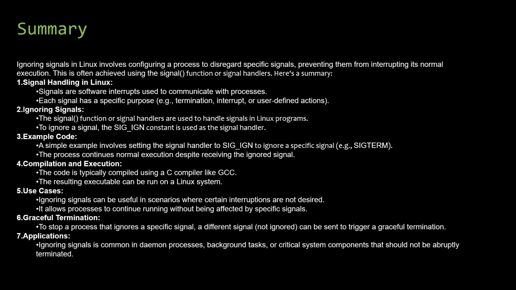What are the use cases of ignoring signals? Ignoring signals can be useful in scenarios where certain interruptions are not desired. It allows processes to continue running without being affected by specific signals. It also allows a graceful termination. To stop a process that ignores a specific signal, a different signal can be sent to trigger a graceful termination. Ignoring signals is common in daemon processes, background tasks, or critical system components that should not be abruptly terminated.